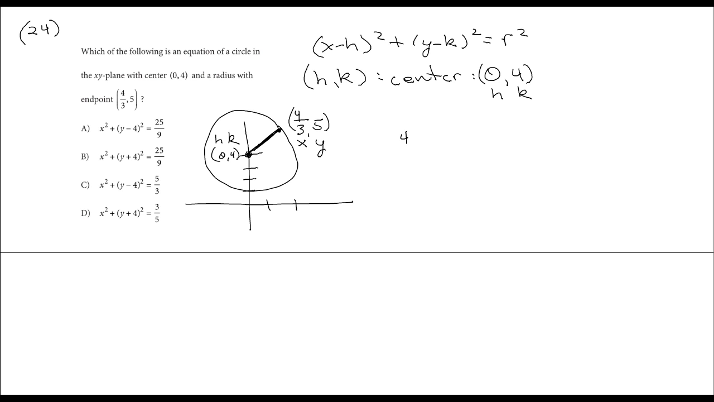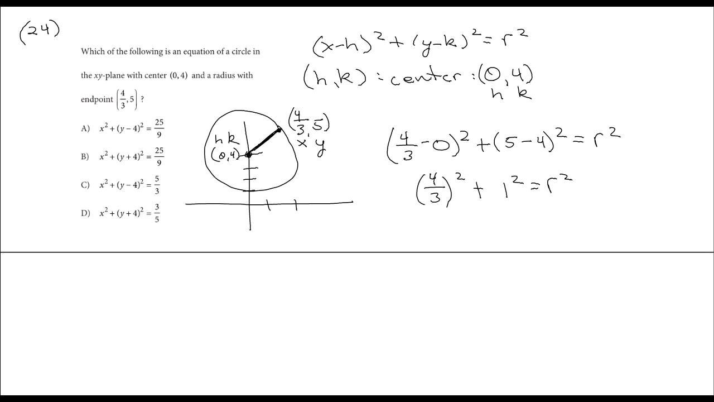Okay, so let's just follow the formula. x is 4/3 minus the h value, quantity squared, plus y, which is 5, minus the k value, which is 4, quantity squared, equals r squared. So this is going to be (4/3) quantity squared plus 1 squared is equal to r squared. Squaring a fraction, you just square the top and bottom separately. So 16/9 plus 1 equals r squared. 1 I can think of as 9/9, so that I can add the fractions. So that would become 25/9, which is r squared. And square rooting both sides, r would become 5/3.